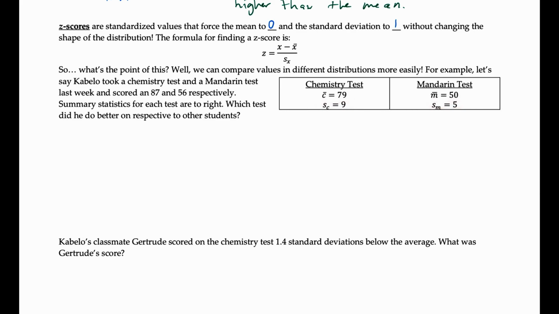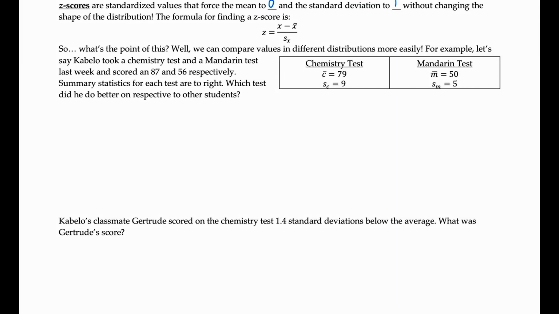So take a moment, okay? I'm not going to do this one for you. I want you to calculate the z-score for both tests using Cabello's data, and then make a decision. Which one did he do better on? How do you know that? Make sure that you try this out on your own.